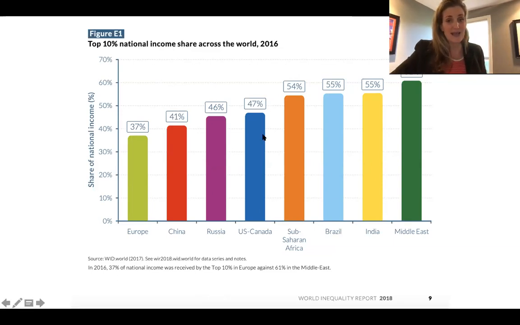The United States and Canada, 47%. I'm curious as to why they combine the US and Canada. I think this number would be much higher if it was just the US. Sub-Saharan Africa, Brazil, India, and the Middle East. So these are the most unequal regions and countries in the world.